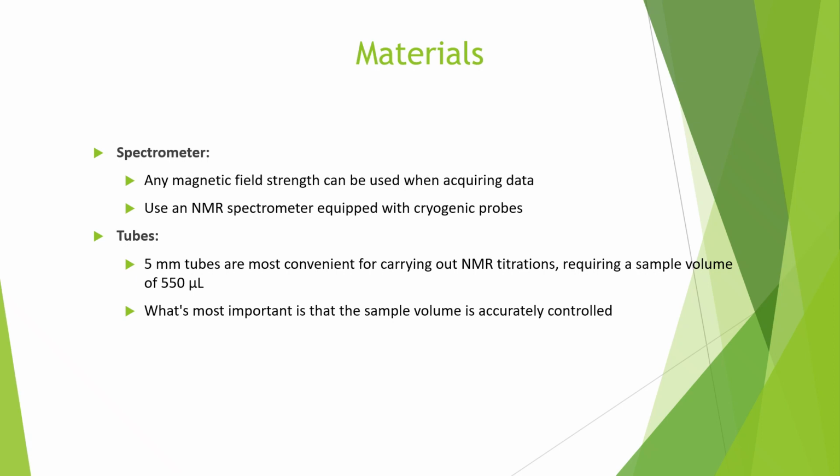Using an NMR spectrometer equipped with cryogenic probes will also provide greater experimental sensitivity and allow titration to be completed rapidly. 5mm tubes are most convenient for carrying out NMR titrations, requiring a sample volume of 550 microliters. What's most important is that the sample volume is accurately controlled, so we do not recommend the use of Shigemi tubes as they would likely cause sample loss.